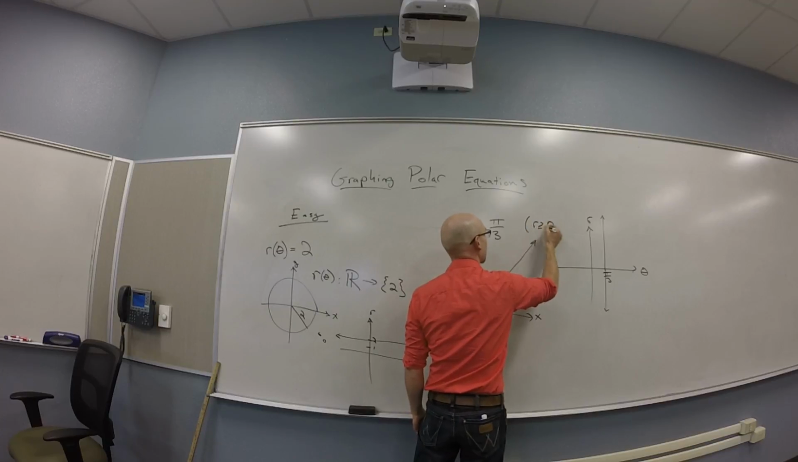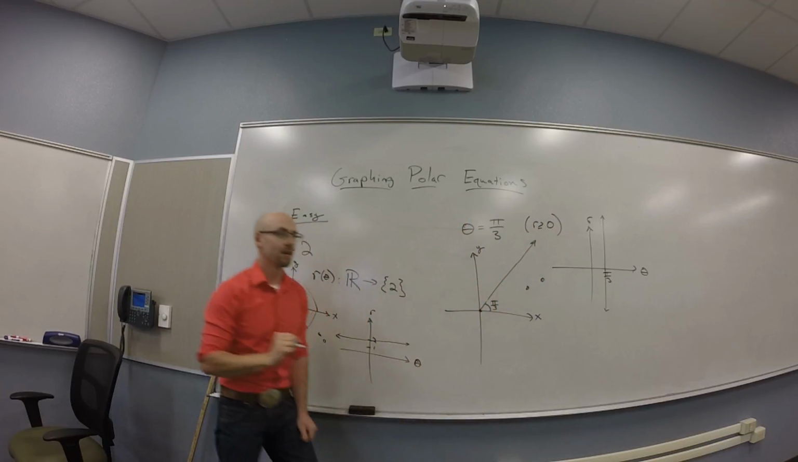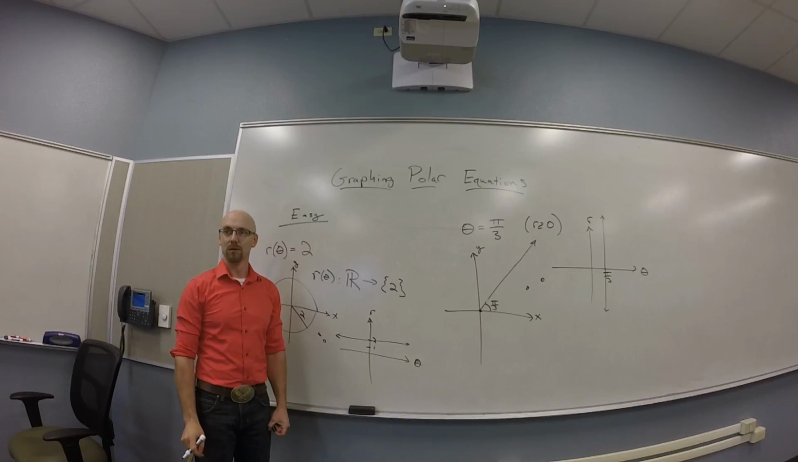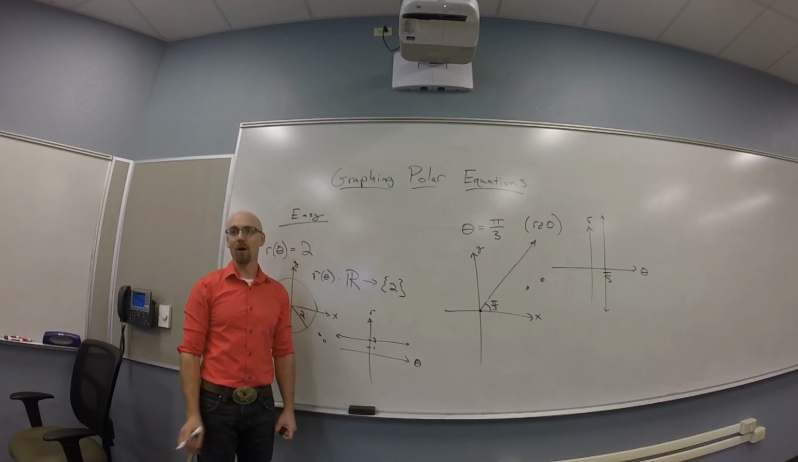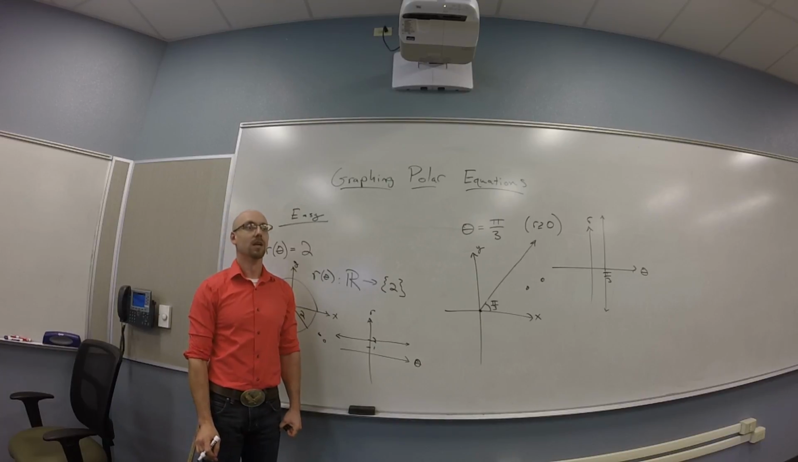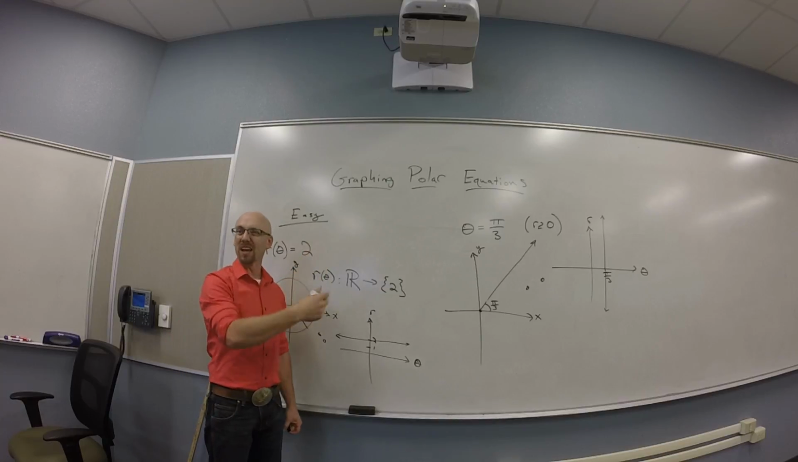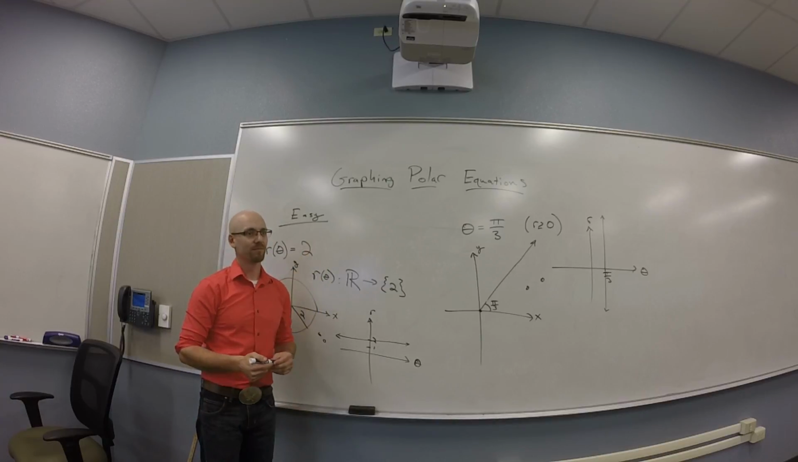I'm just going to write this off to the side so we don't have to deal with that ambiguity. You guys cool with that? So I'm going to add to this an r is bigger than or equal to 0. If that's not added, both answers are sort of right.